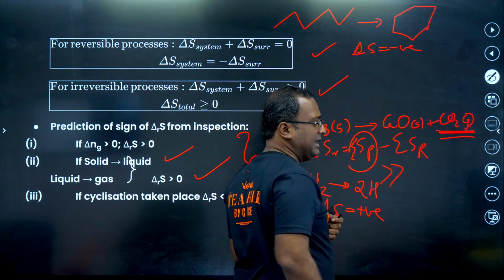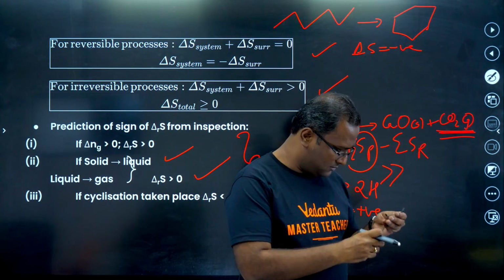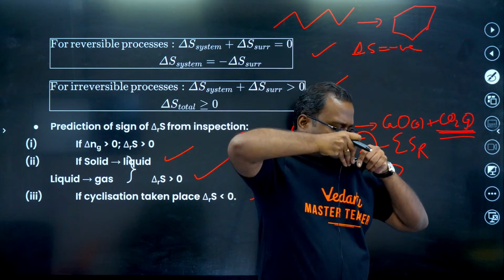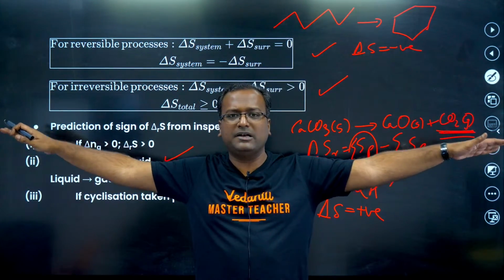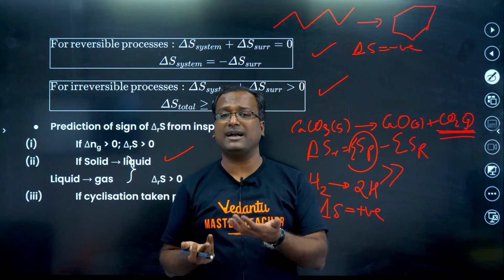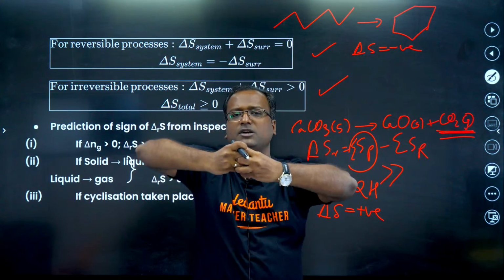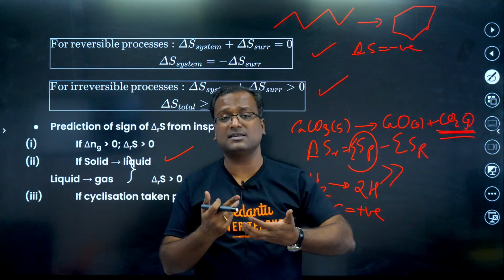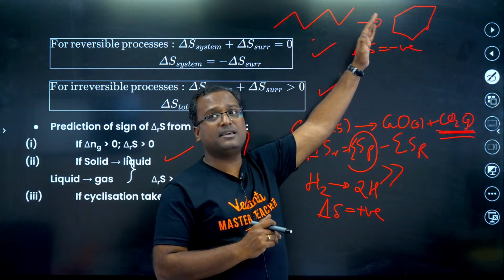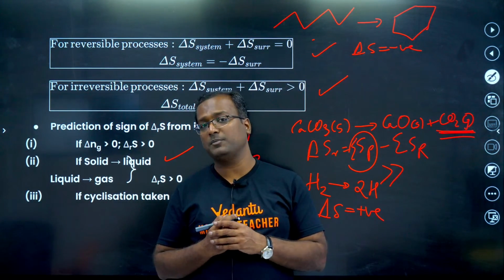Why will entropy change be negative? Because a linear system is free to move around, right? It can interact with other molecules, other atoms very easily. But a cyclic system is very difficult to move around. There are a lot of restrictions in the cyclic system. And so we are saying cyclization leads to a decrease in entropy. Delta S of the system is negative in this process.